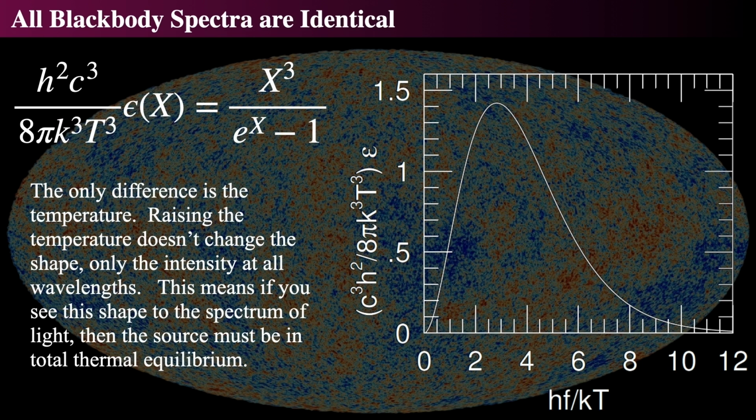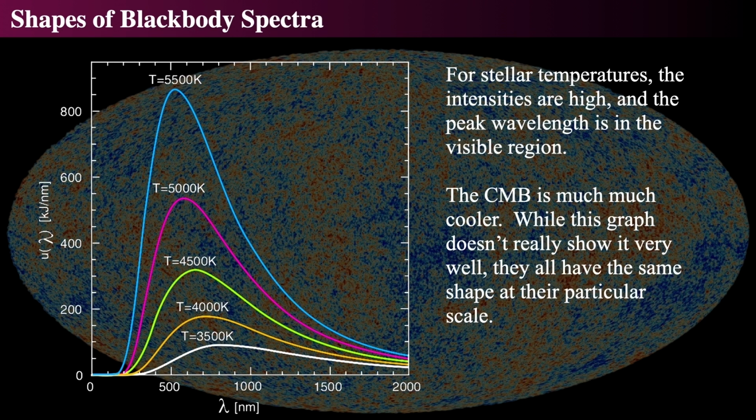And again, all black body spectra are completely identical. They only differ by the temperature. That's the only thing. So this shape, if you see it, you've got a black body. And all stars have black body radiation, relatively so, because they're hot, dense, opaque objects. Opaque means that the energy gets bounced around inside of there and thermalizes the entire star.